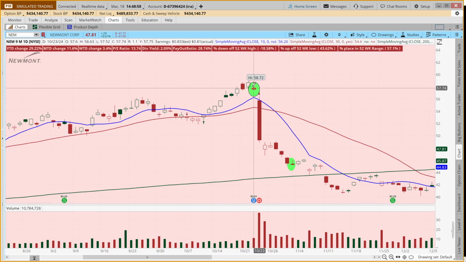And did we have confirmation? The next day, it certainly closed well below the body of the candle from the day before. So that is the shooting star, my friend.